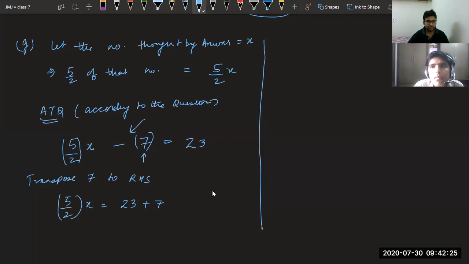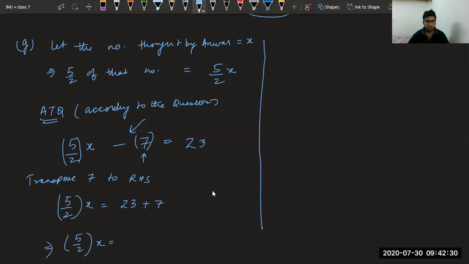Okay, now let's see. We have got 5 by 2 x is equal to 23 plus 7, which is 30. Now the next step, I prefer to take the whole fraction at once, but you can take them separately also. So now I will transpose 5 upon 2 to the right hand side. It becomes x is equal to 30 divided by 5 upon 2.